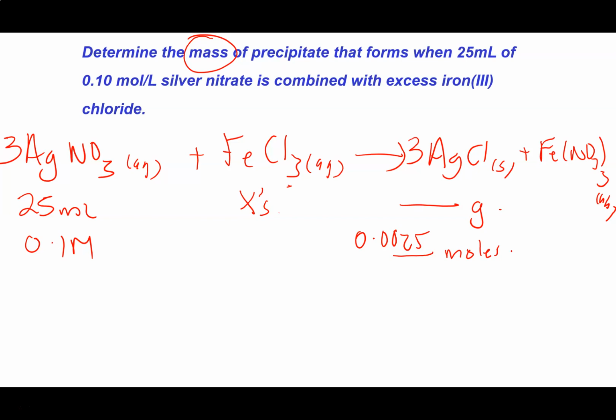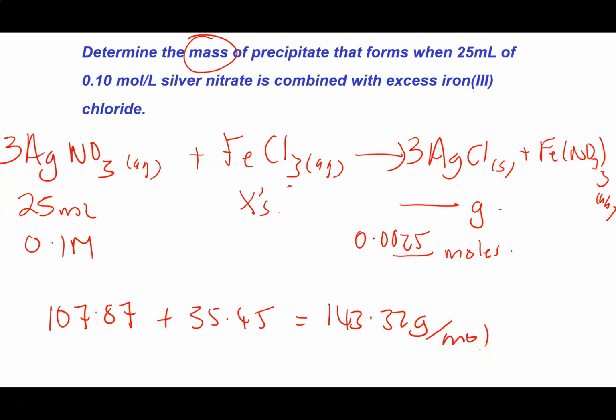So I'm going to grab my periodic table. It's like 108 point something for silver and 35.45 for chlorine. So let's see what we get. Let's just get the exact numbers. Silver is 107.87, and then chlorine is 35.45. So that means my molar mass for silver chloride, 107.87 plus 35.45, we get 143.32 grams per mole.